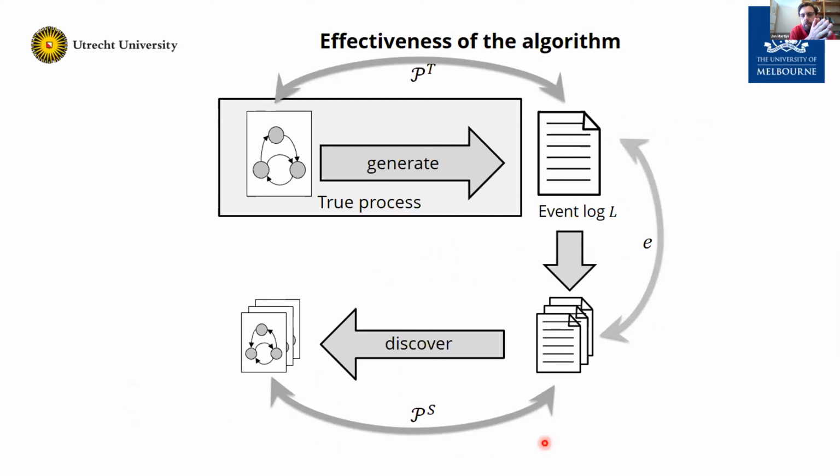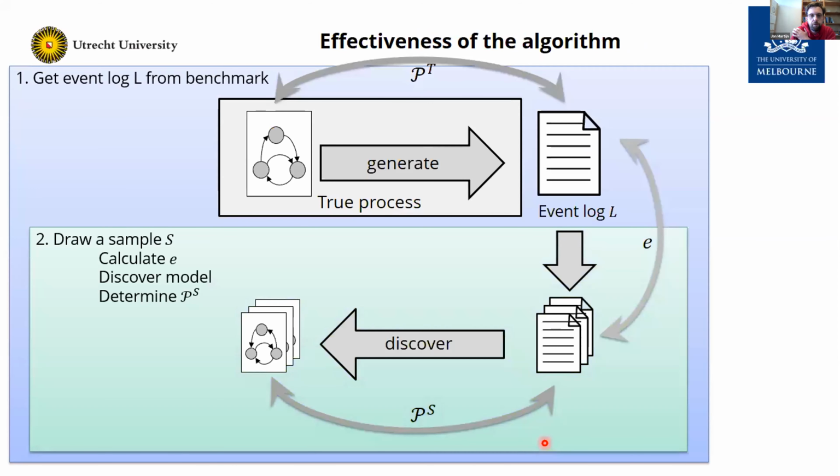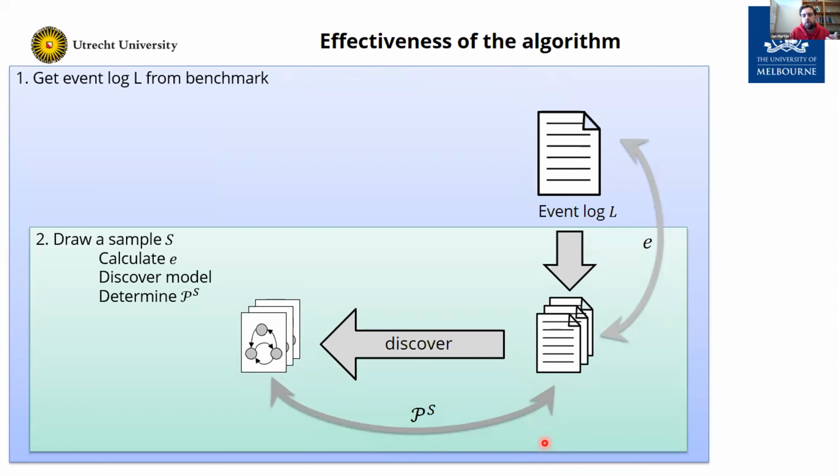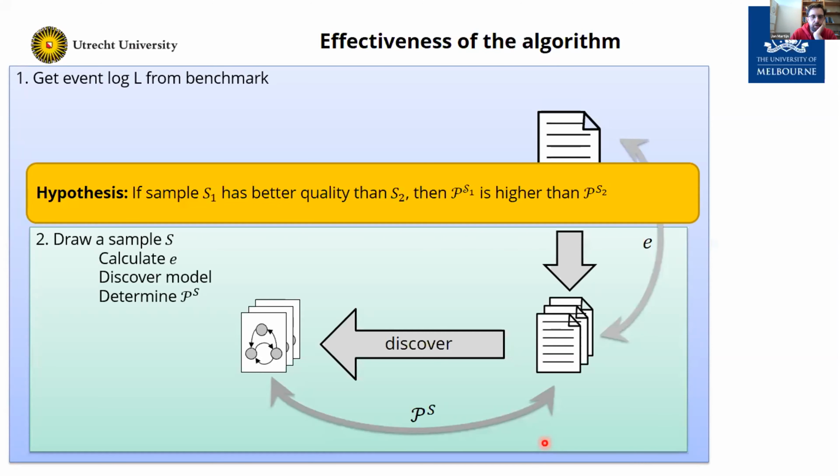And for the fourth stage, the effectiveness of the algorithm, we have a slight problem because we don't have this true process. So if this is the algorithm, we can't do the true process. We just have event logs. So you could say, well, let's get a benchmark of event logs. We draw a sample from each log in the benchmark. We calculate the error measure compared with the big event log, discover the model, and do the whole experiment again. That way we get some more confidence in what happens if you don't know the true process. And if you do this for the inductive miner, the only hypothesis we can test is about sampling quality.